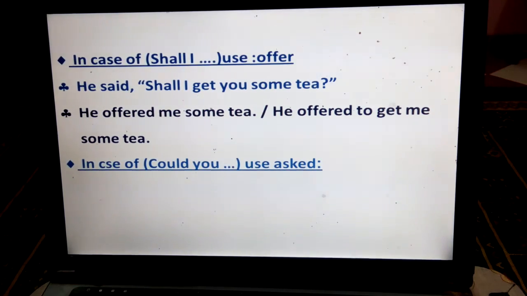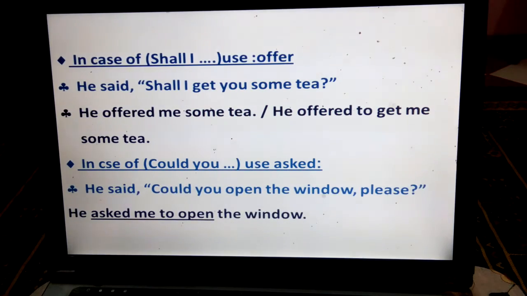In case of could you, we use asked. For example, he said, "Could you open the window, please?" In the indirect question, he asked me to open the window.